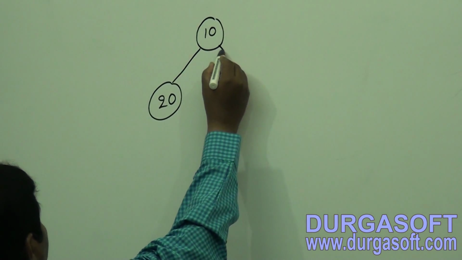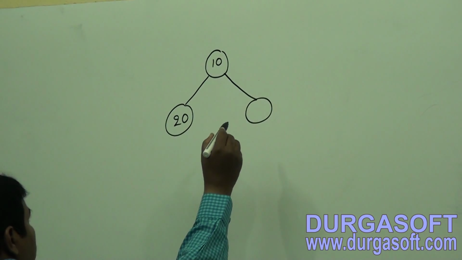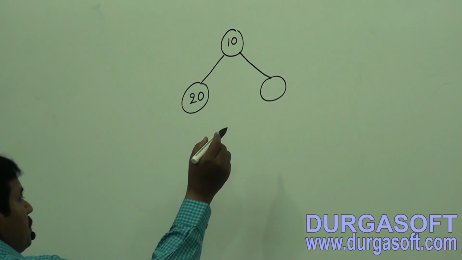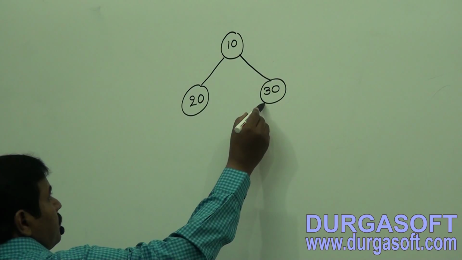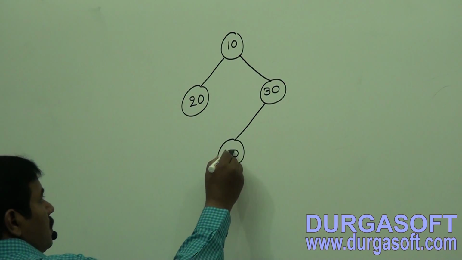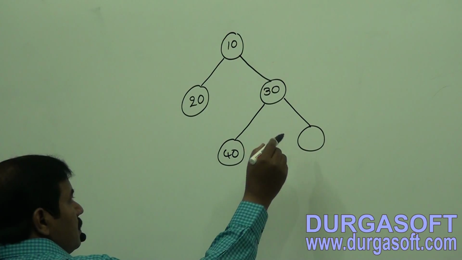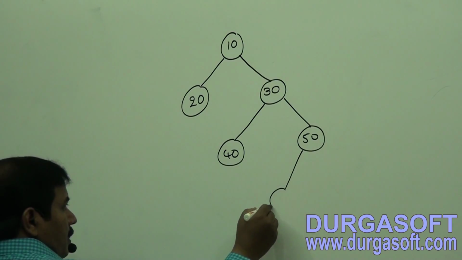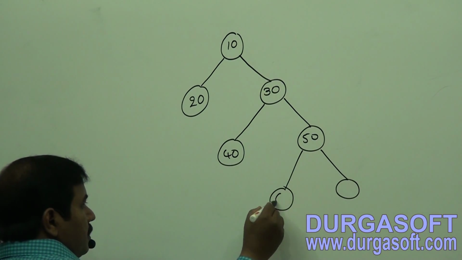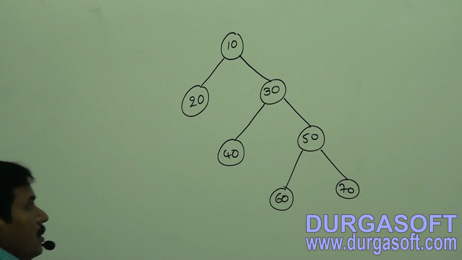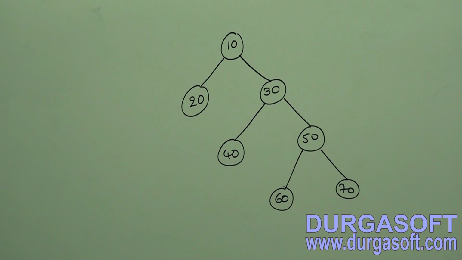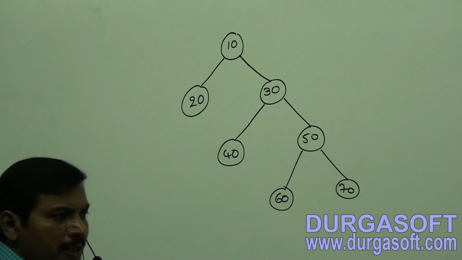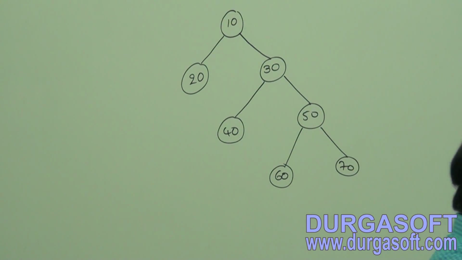There are different kinds of trees: general trees, binary search trees, AVL trees, B trees. In all operating systems, even in Windows, Linux, Unix, the file system is maintained in a hierarchical structure with the help of a tree data structure.